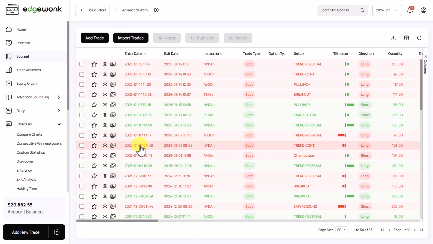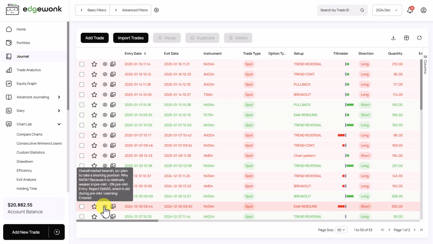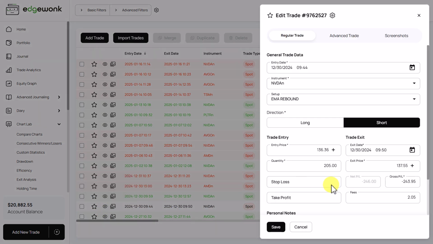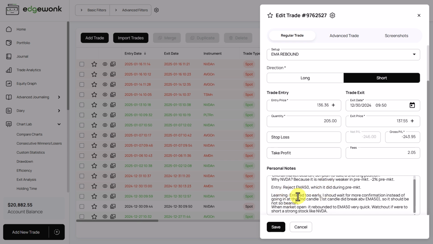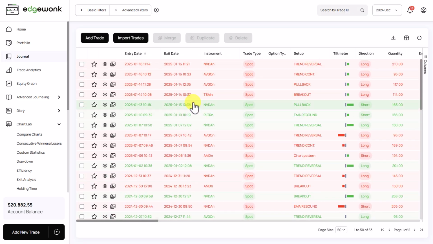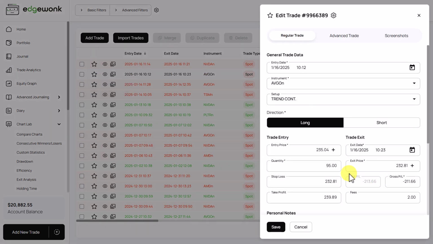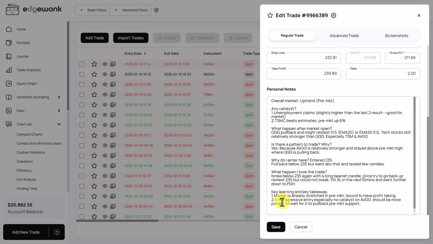When we go to the journal, we can see that the trader has quite a lot of notes on his trades, which is good because we can learn more about the execution and what the trader is actually thinking about his trades. We open this losing trade, we scroll down to the personal notes, and he said he entered too early and should have waited for more confirmation. We can open another trade here, and the notes say it's an aggressive entry, especially with no catalyst, and he should be more patient and wait for it to pull back pre-market.